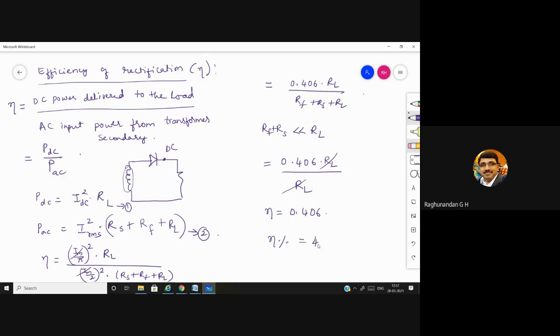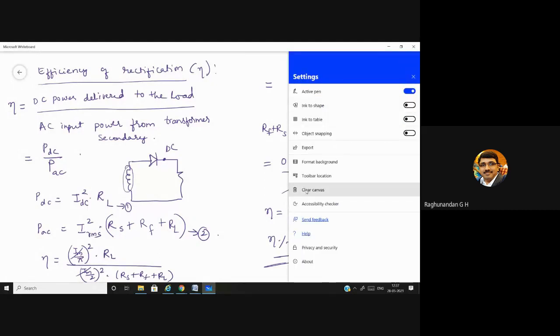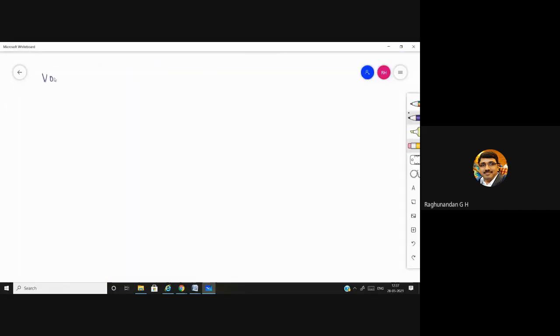Percentage efficiency is 40.6%. That means half wave rectifier converts only 40.6% of AC input power to DC. So only 40.6% of the input is converted to DC. It is not going to convert the entire thing. So efficiency is comparatively very less. Okay. So after this, the next one is voltage regulation.